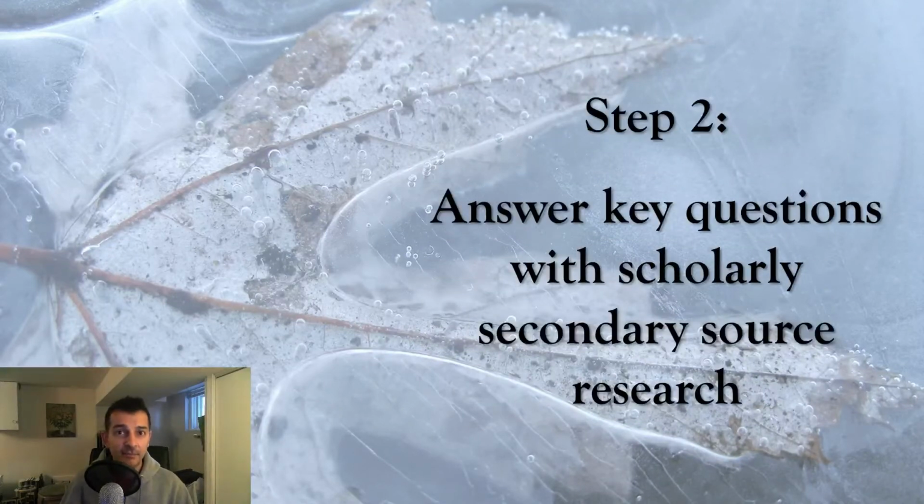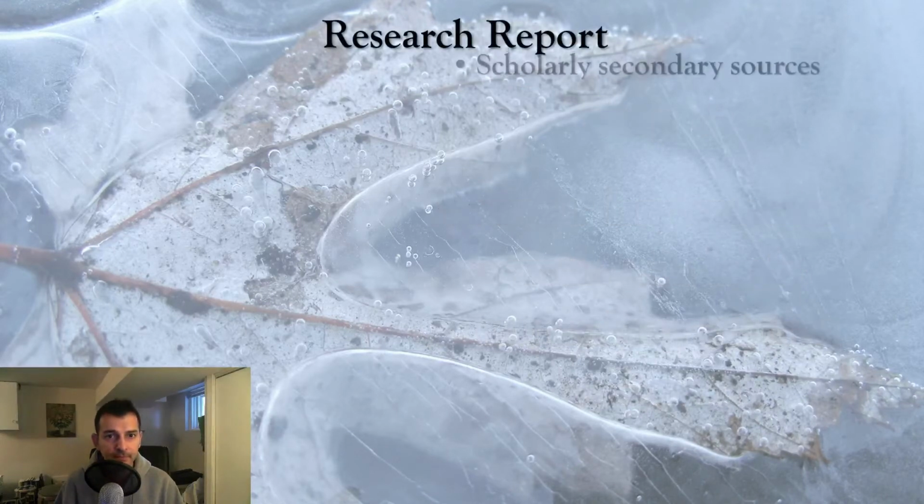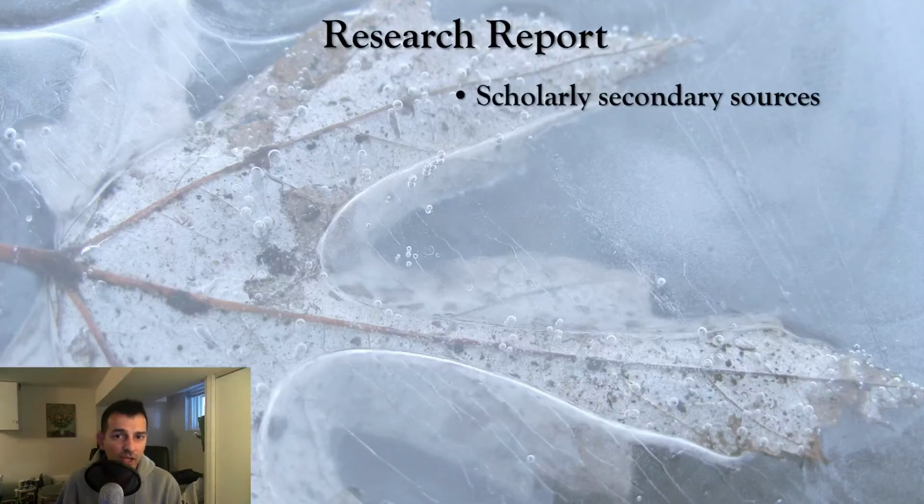The second step for completing this assignment is to answer those key questions with scholarly secondary source research. So scholarly secondary sources are those secondhand interpretations, usually by historians and other experts, that can fill out the context for understanding a primary source document. And there's a number of secondary sources that you can choose.